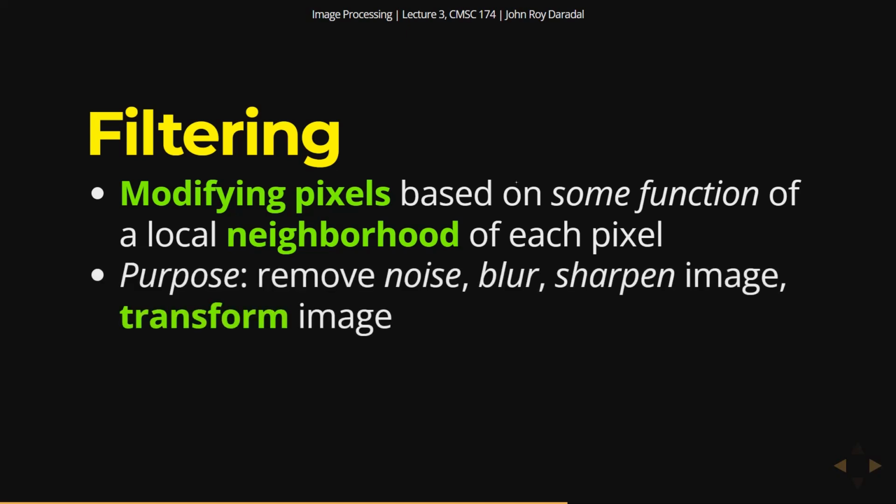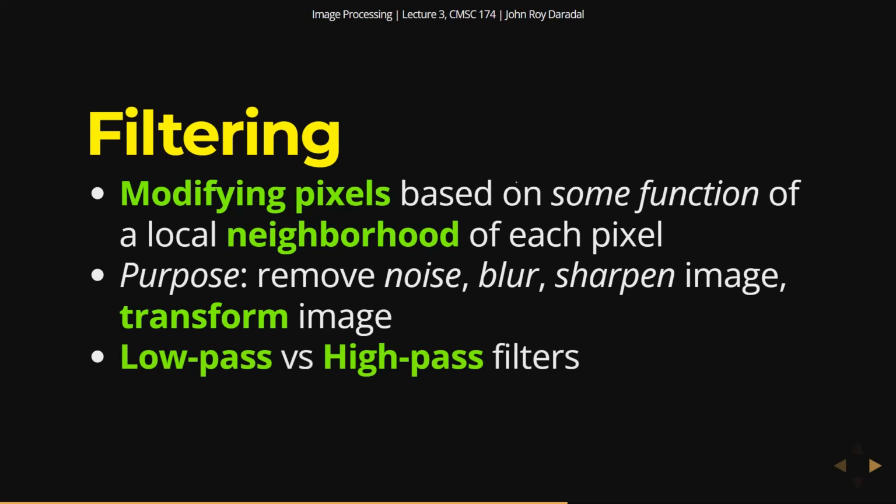So why do we do filtering? The purpose of filtering is to remove noise, to blur the image, or to sharpen the image, or basically to transform the image into another, like a different looking image. We will distinguish between low pass filters versus high pass filters. For low pass filters, we mostly focus on blurring and removing noise, whereas high pass filters mostly focus on sharpening and detecting edges.